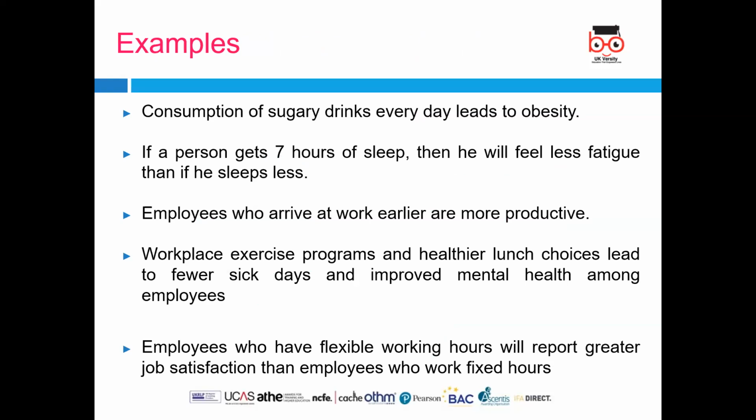Here we look into some examples of a hypothesis. The first one is that consumption of sugary drinks every day leads to obesity. Here the independent variable is the sugary drinks and the dependent variable is the obesity. The second example is that if a person gets 7 hours of sleep, then he will feel less fatigued than if he sleeps less. Here, the independent variable is 7 hours of sleep, and the dependent variable is the fatigue factor.